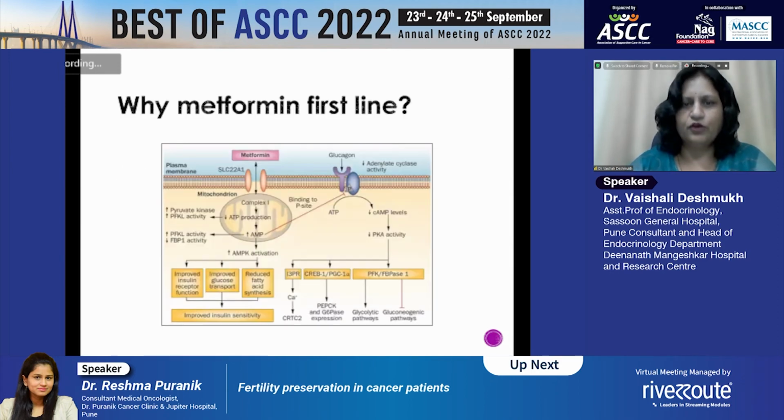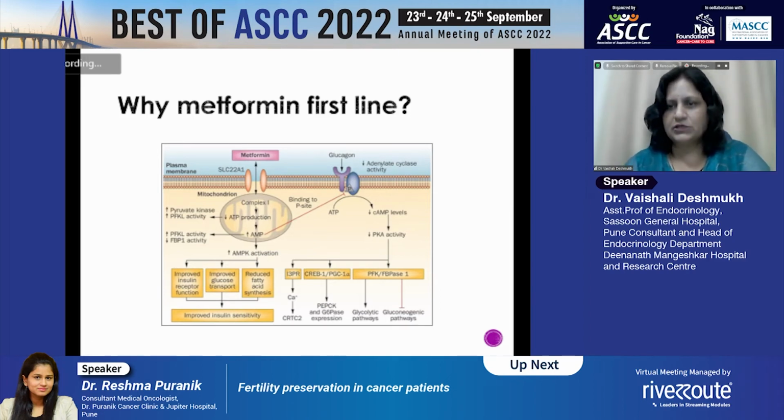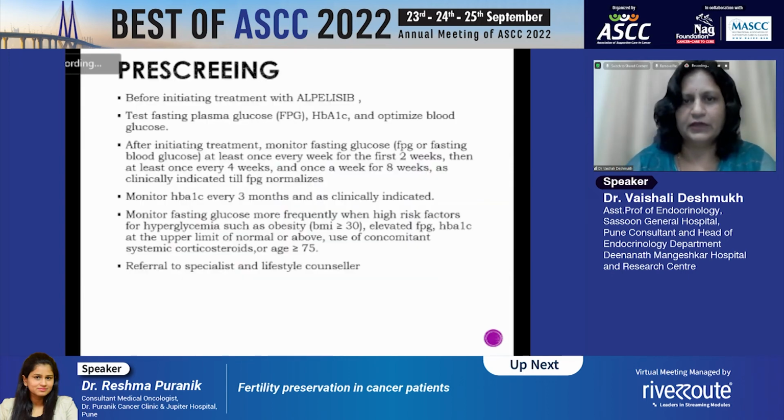So why metformin as first line? As I said, one of the pathways is the PI3K pathway, but there are many other pathways through which metformin can help glucose uptake. So this is how metformin helps in improving the glucose transport across all these organs, even if the PI3K pathway is blocked. So it is important to understand that metformin is more rational in terms of usage, but in terms of side effect profile, you'll have to use clinical judgment.